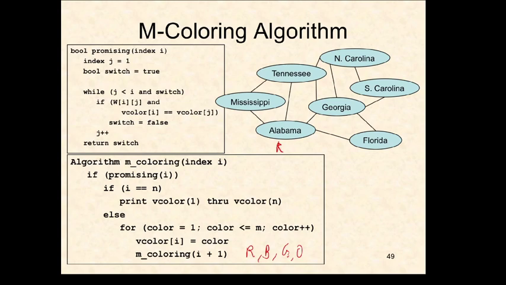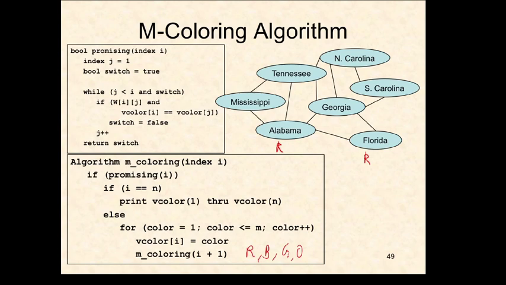We say, vertex 1, are you still promising? Yes, you're promising because you have not violated constraints. Okay, let's run through all possible colors. Let's color vertex 1 red. Let's make a recursive call to vertex 2. Vertex 2, are you still promising? No. Promising says no because I'd like to color Georgia, but we've violated constraints already.